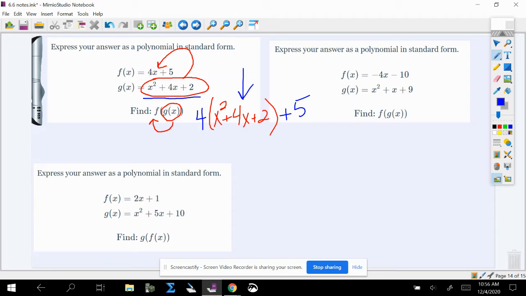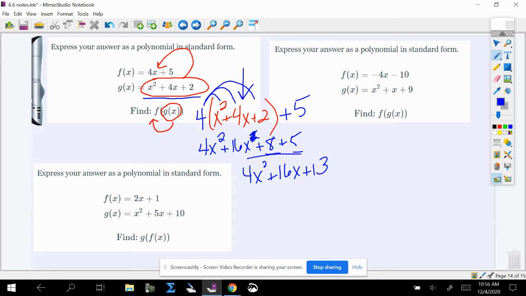Now, to answer your question, you are going to have to do some simplifying when it's all done. That may mean distributing, it may mean combining like terms, it might mean both. In this case, you're going to distribute the 4. So 4 times x squared, 4 times 4x, and then 4 times 2. Again, distributing, and then I'm going to combine like terms. So my final answer, I don't know why I put a squared here, I'm sorry, is 4x squared plus 16x plus 13. That is in standard form, meaning highest exponent to lowest exponent, or in this case, no exponent at the end. So that's how we do a composition of functions that are not numeric.